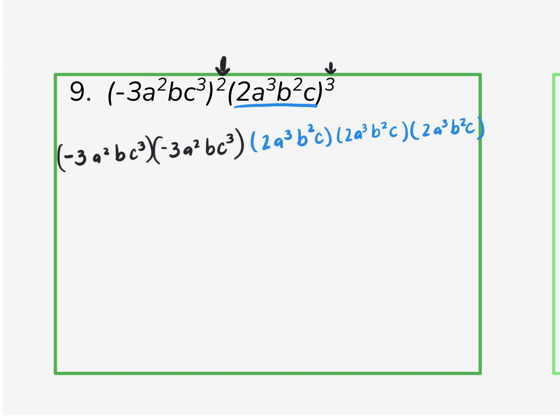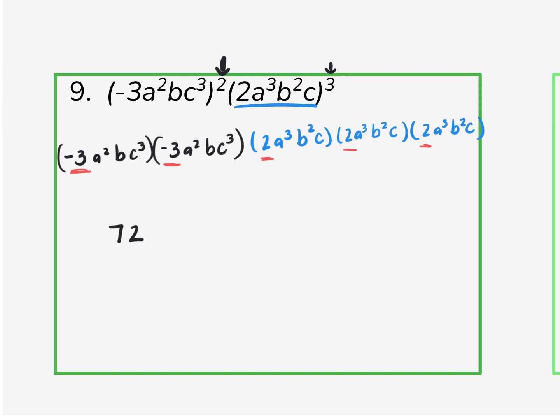Now, since we have all of them, we're going to take all of our coefficients, which I have a negative 3, a negative 3, a 2, a 2, and a 2. So just use your calculator. Take negative 3 times negative 3 times 2 times 2 times 2, and you should be getting a 72, a positive 72. So my coefficient is going to be a 72.